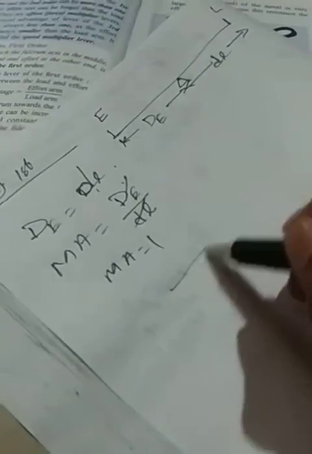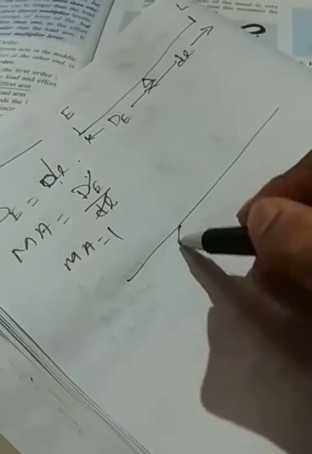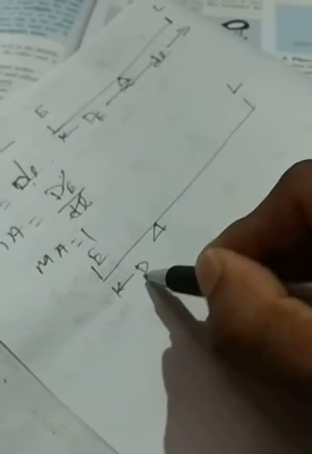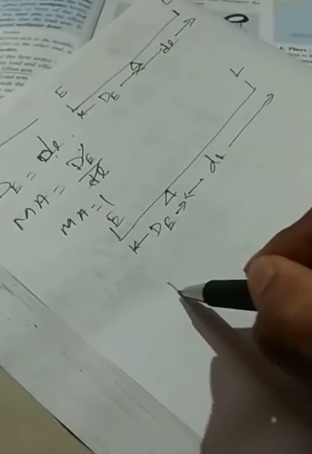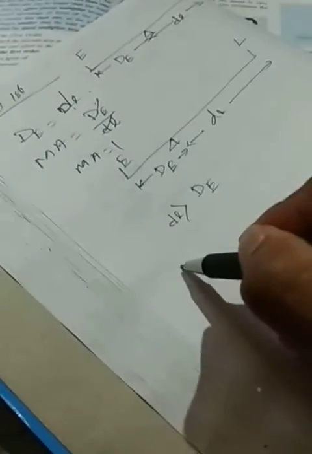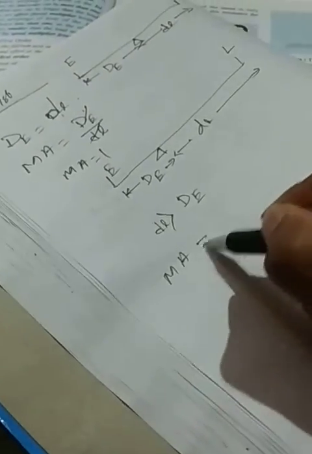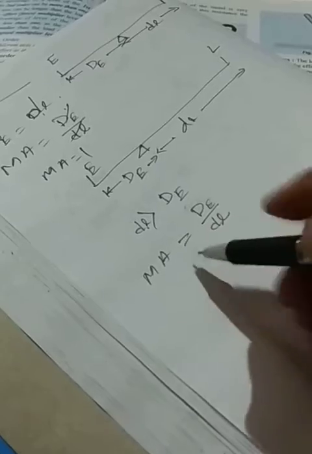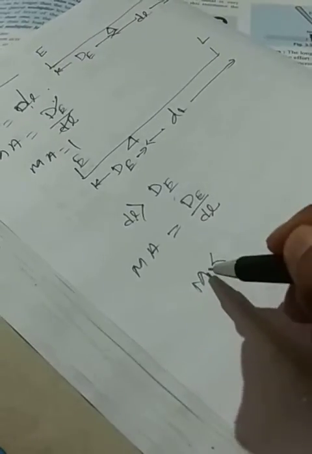Now if it is like this, suppose this is the fulcrum, this is the effort, this is the load. So this is the effort distance, this is the load distance. Now you tell me which one is bigger. See here, the load distance is bigger than the effort distance, or effort arm. So mechanical advantage is equal to effort arm divided by load arm. Now see, the load arm is bigger, so obviously if the down one is bigger, it will automatically be less than 1.